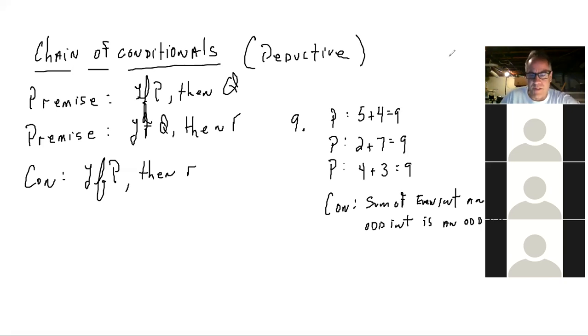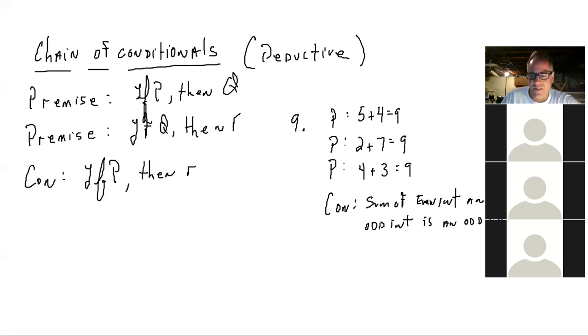So anyway, what this says is SUM, sum, of even, and I wrote INT for integer. Sum of even integer and odd integer is an odd integer. Okay, thank you. You're welcome.